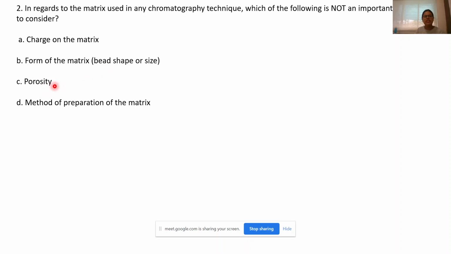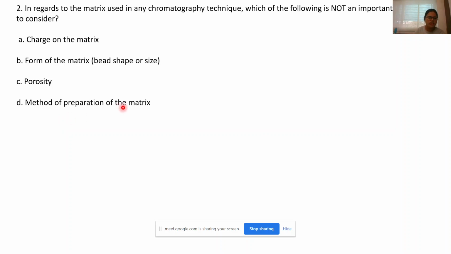Porosity. Definitely this will also play a role whenever you are separating any protein or compound of your interest. How porous your matrix is matters. If your matrix is highly porous, then more molecules or compounds can pass through it, and vice versa. So even porosity plays a role whenever you are performing a chromatographic technique for your protein sample analysis.